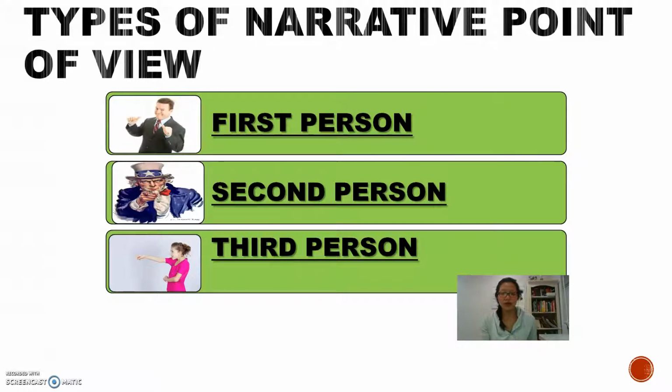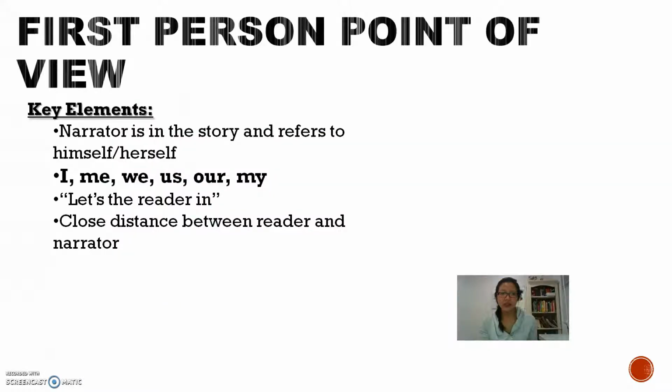The first one that we're going to talk about is first person. First person point of view refers to how the narrator is in the story and refers to him or herself. The common pronouns that are used include I, me, us, we, our, my, and this is very evident in young adolescent literature. It allows the reader to get into the world of the protagonist by joining in on his or her emotions and mental processes, and it establishes a fairly close distance between you as the reader and the narrator. Now, what exactly do I mean by this?